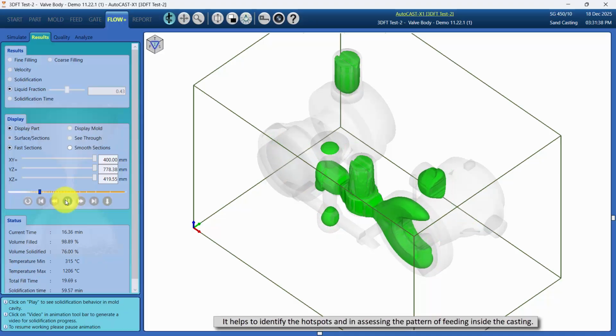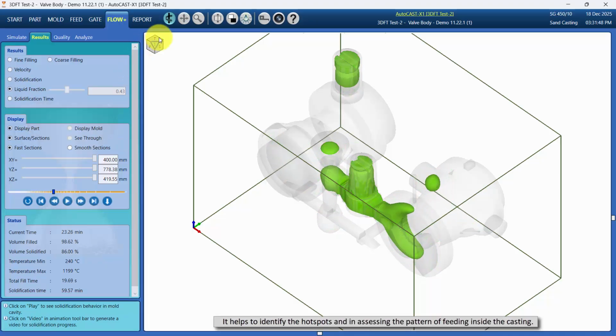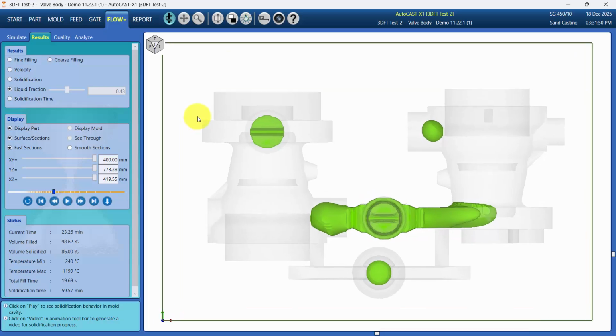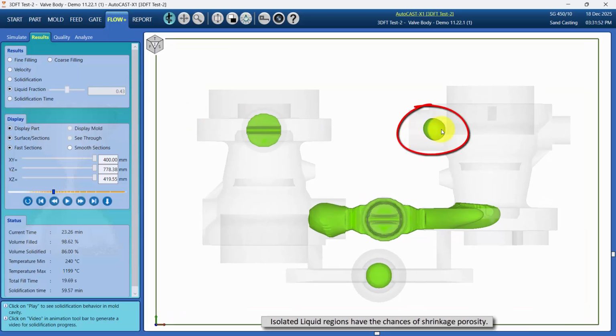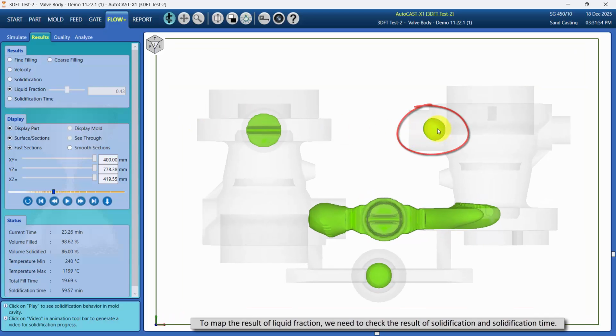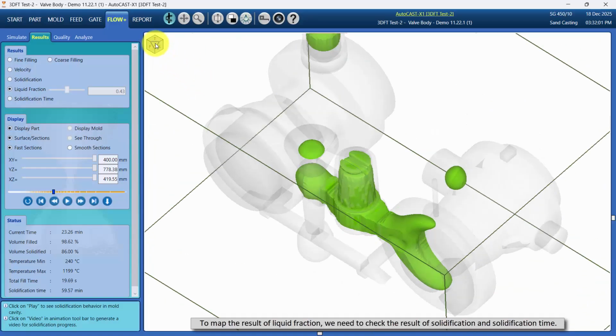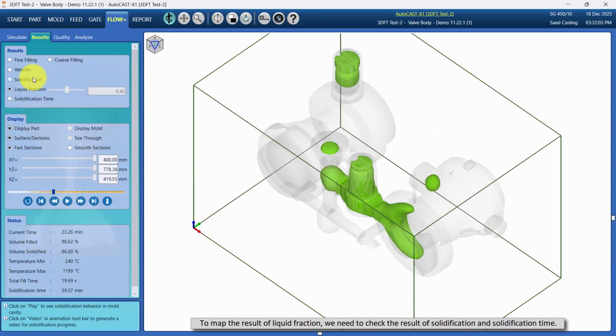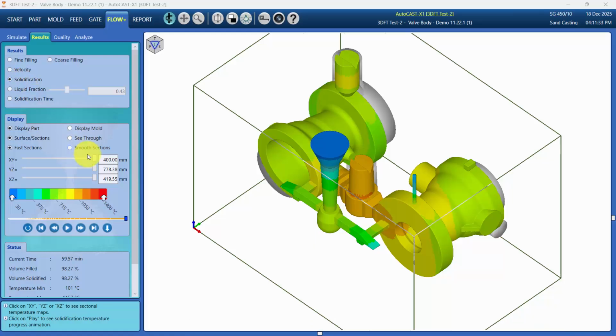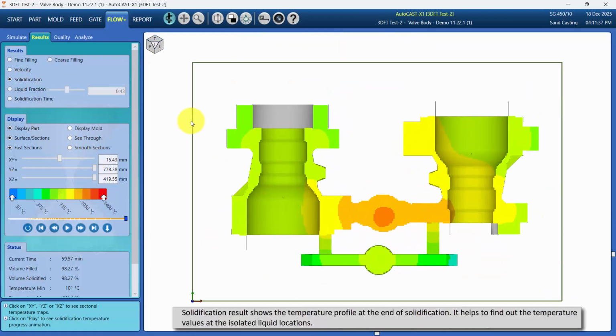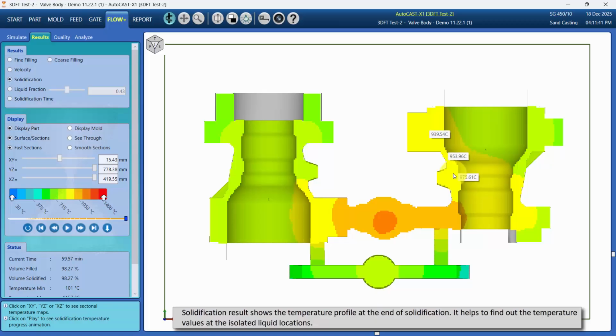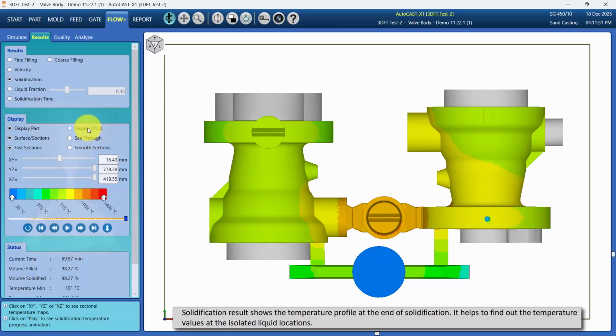It helps to identify the hot spots and assessing the pattern of feeding inside the casting. Isolated liquid regions have the chances of shrinkage porosity. To map the result of liquid fraction, we need to check the result of solidification and solidification time. Solidification result shows the temperature profile at the end of solidification. It helps to find out the temperature values at the isolated liquid locations.